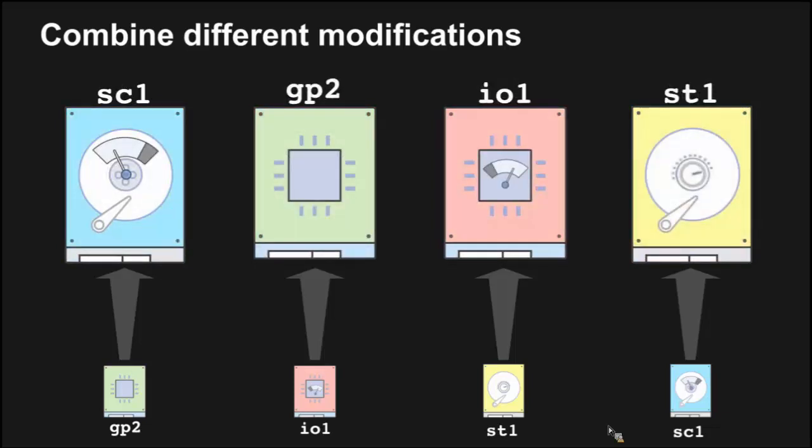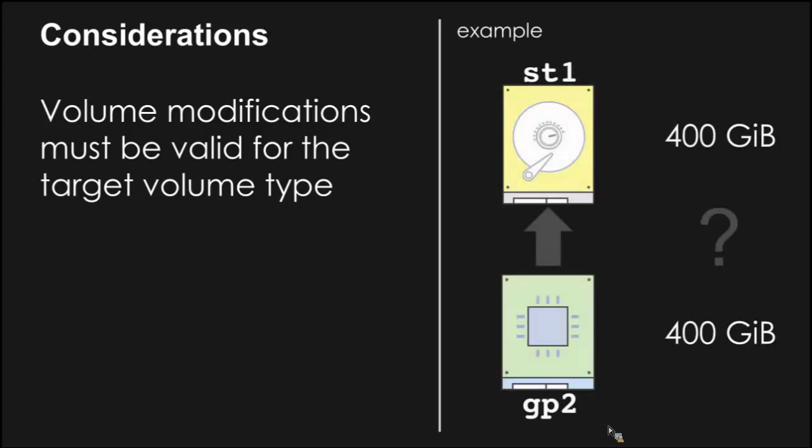So you may be asking this question, can I combine different modifications into one? And the answer is absolutely you can. This diagram shows you going from a smaller volume to a larger volume of a different type. And we can quickly walk through some of these combinations. So if we just take a look at the first 2 volumes, you can go from a smaller GP2 volume to a larger io1 volume, or a larger ST1 volume, or a larger SC1 volume. So you can do that with all 4 different volume types.